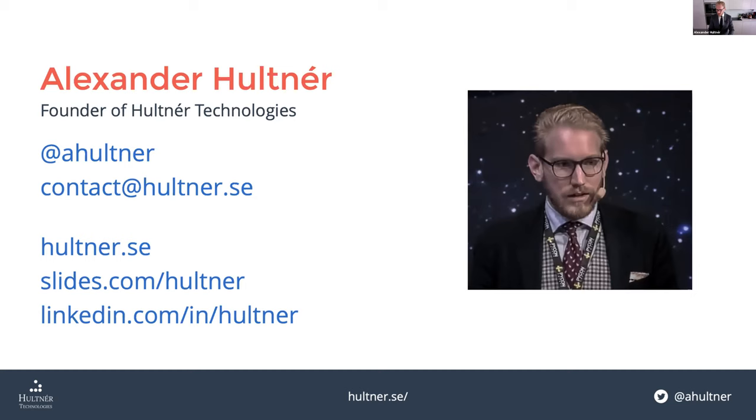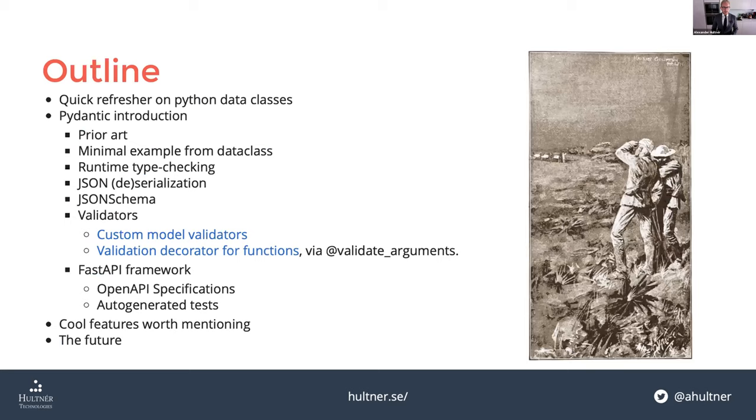A quick outline. I'm gonna have a quite high pace since it's a very short format, but basically I'm gonna talk about Pydantic. I'm gonna talk a bit about the runtime type checking, about the nifty JSON functions, about custom validators. I'm briefly gonna showcase the FastAPI framework that heavily utilizes Pydantic. It's also built on the Starlette library that Łukasz talked about earlier, and I'm gonna start with a quick refresher on Python data classes since that's what we're gonna use initially.